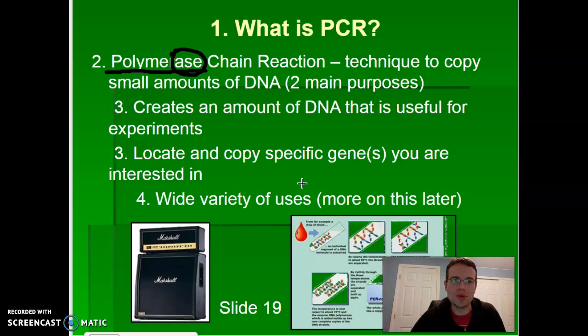So I hope you said polymerase polymerizes. Remember that polymerase is what copies things, right? It makes polymers out of monomers. So polymerase chain reaction is all about polymerizing. And what are we polymerizing? Well, we're polymerizing DNA, right? So we're trying to make a whole bunch of copies of DNA.